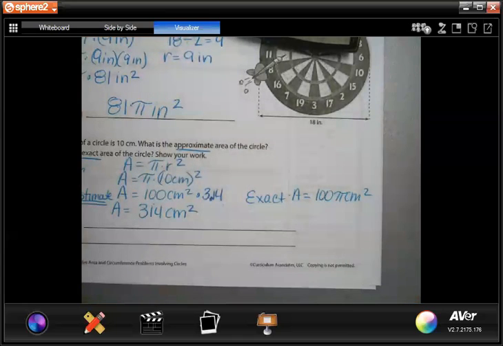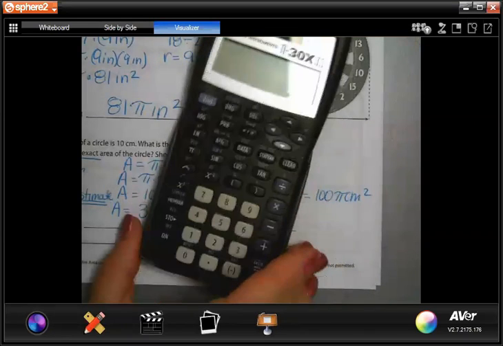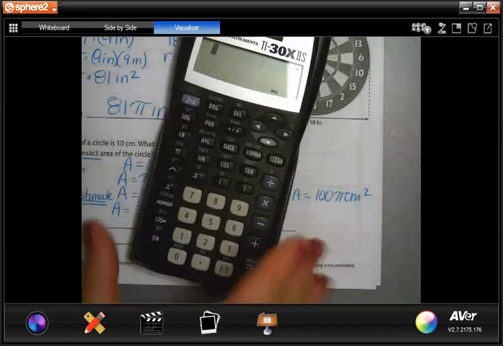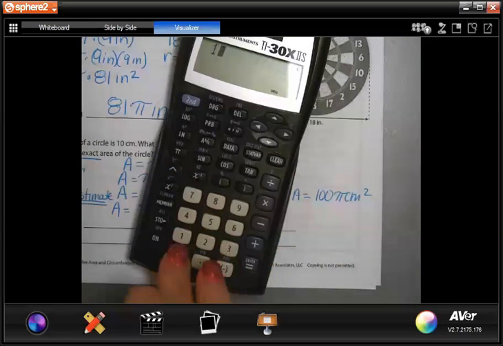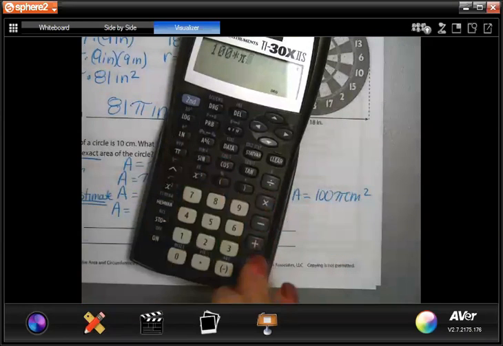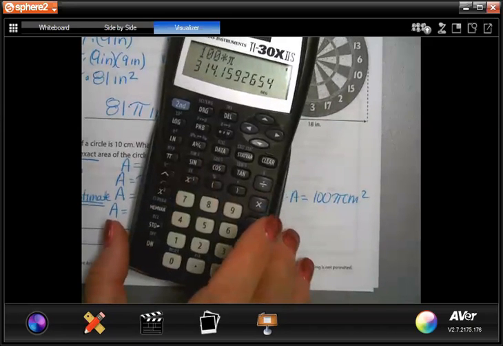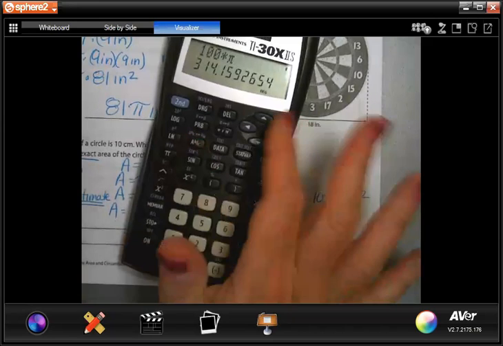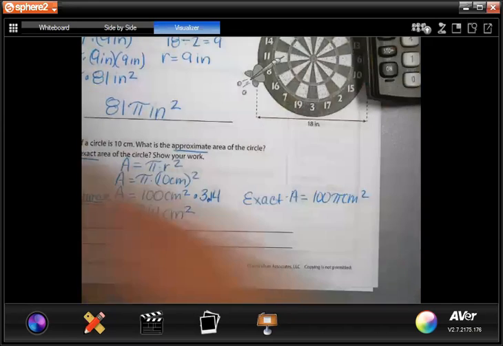Now if you guys do have calculators, like my calculator right here, there is a pi symbol. So all you would have to do is go 100 times the pi symbol, and this would give you a more accurate answer. But again, this goes on forever and ever. So why do that? Let's just leave it as pi.